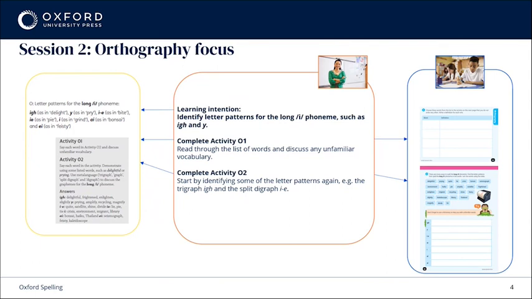You might say, today we will be identifying the letter patterns for the long I phoneme, such as IGH and Y. You are supported in preparing students for activity O1 by the lesson plan, which suggests that the words used in the activity are read out loud together and any unfamiliar vocabulary discussed. Then start activity O2 by reviewing the listed words again. You are supported in discussing these using spelling meta-language in the lesson plan.